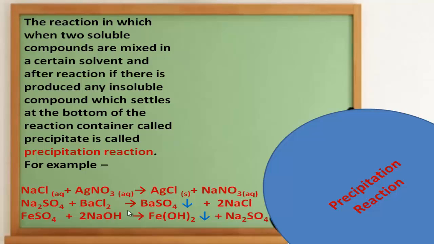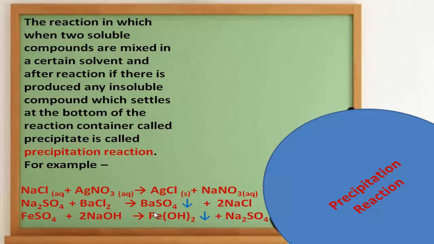Follow here: when sodium sulfate reacts with barium chloride, both soluble in water, barium sulfate and sodium chloride are produced. We know that sodium chloride is a water-soluble salt, but barium sulfate is insoluble in water. So it settles at the bottom of the reaction container as a solid substance, and this is known as a precipitate.